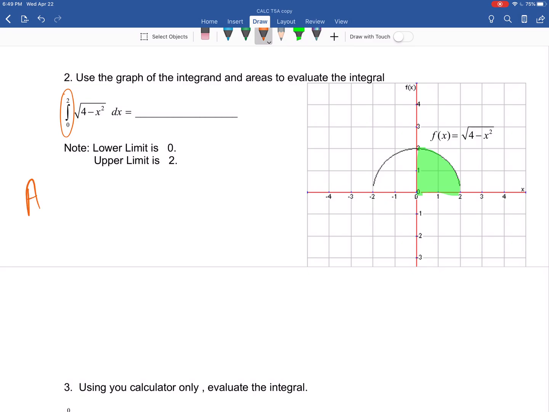So the area of 1/4 of a circle is 1/4 pi r squared. There we go, 1/4 pi. What's our radius? 2. 2 squared, what's that? 4. That's going to be pi, or 3.14, either one. It is positive, it's above the x-axis. Okay, looking good.